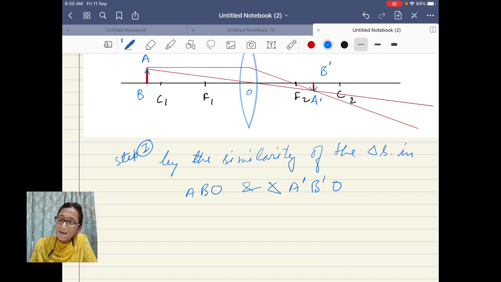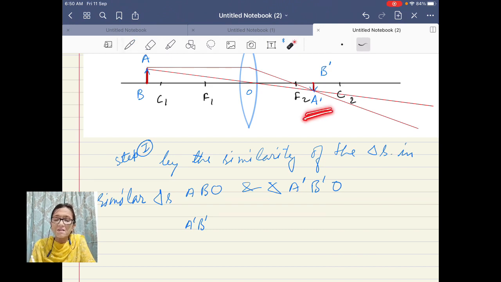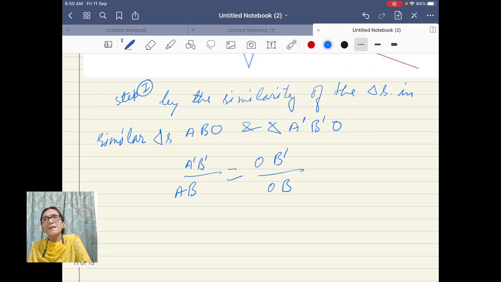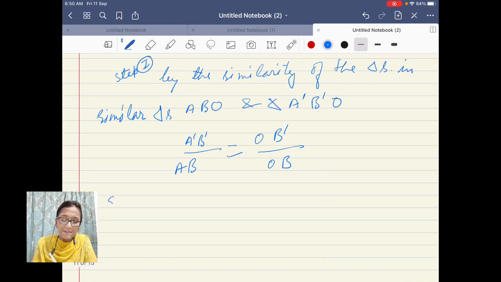In similar triangles, A'B', I have taken the height of this image, divided by the height of the object, this must be equal to the image distance, this distance OB', divided by the object distance OB. So the first step was to use similarity of triangles, and now step 2, to use sign convention.